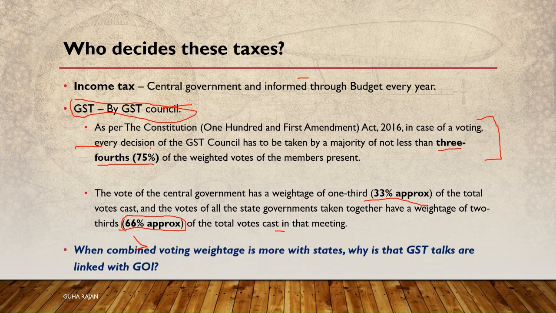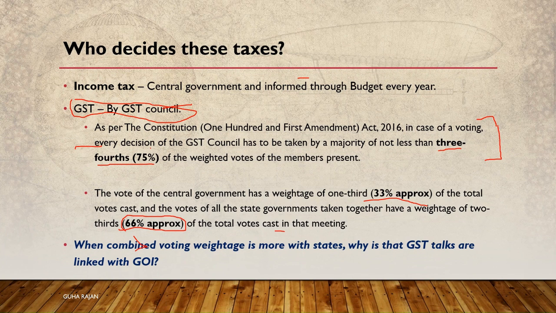So having said that, when the combined vote is more with the states, why is it that the GST talk is only linked to the government of India? Naturally, the states also have a say in that. In the GST Council, if all the state governments say we want only 4%, and the government of India says 18%, then all the states constitute 66%. They can always stop it, and vice versa can also happen. The government of India says 4%, and the state governments say 18%. Because the 3/4 or 75% majority is not there, they can stop it.